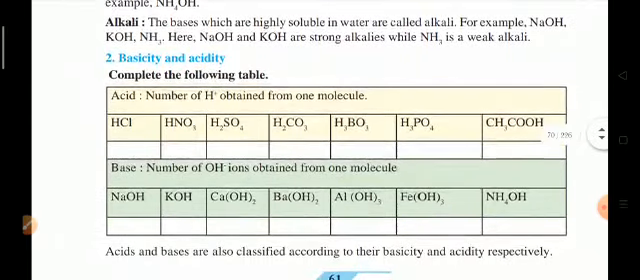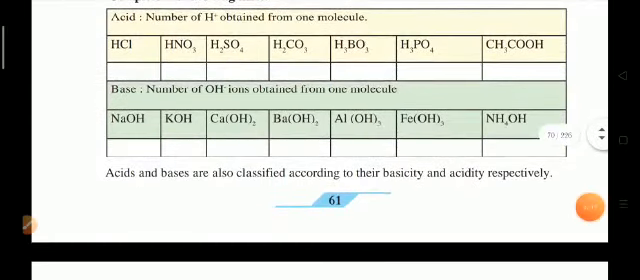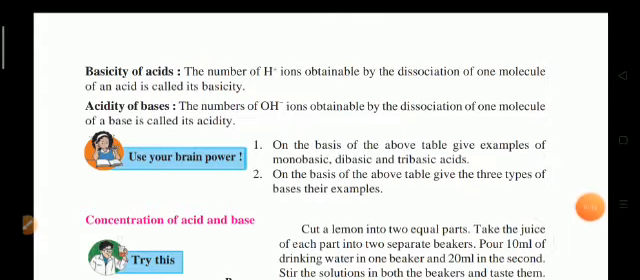What are basicity and acidity? The basicity of an acid is the number of H+ ions obtainable by the dissociation of one molecule of the acid, whereas the acidity of a base is the number of OH- ions obtainable by the dissociation of one molecule of the base.